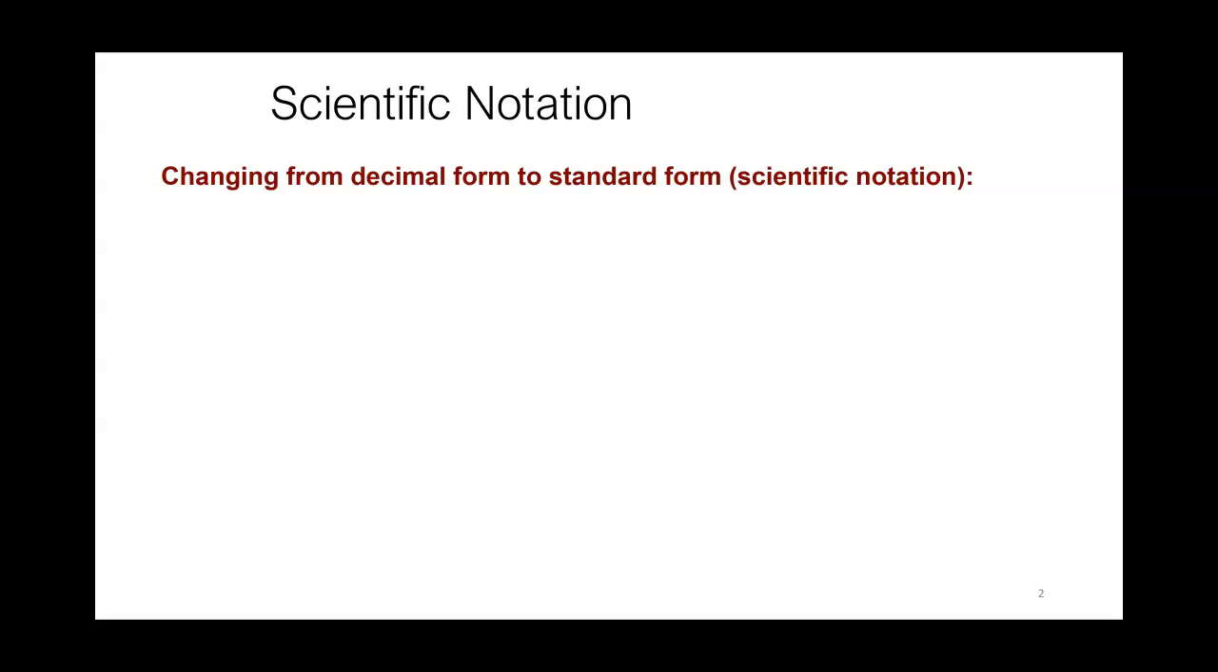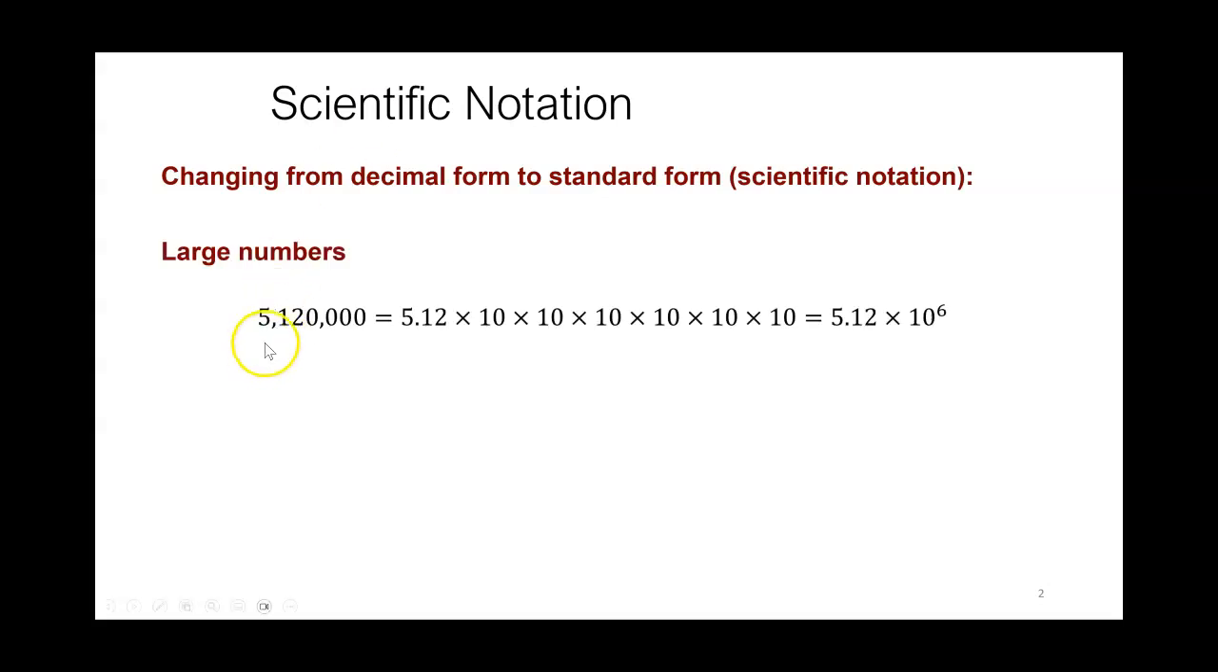So if we change a decimal number to a scientific notation number, say like 5,120,000, the decimal point for 5,120,000 is here. And to get it to scientific notation, I'm going to move the decimal point 1, 2, 3, 4, 5, 6 times. So that means I would have 5.12, and then I have to multiply it by 10 6 times, or 5.12 times 10 to the 6th.